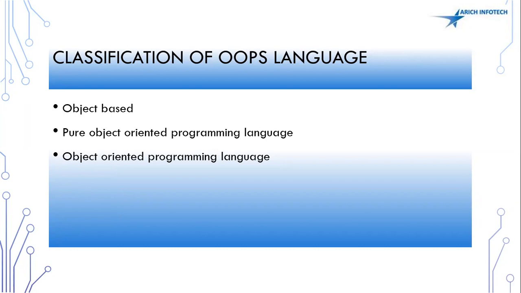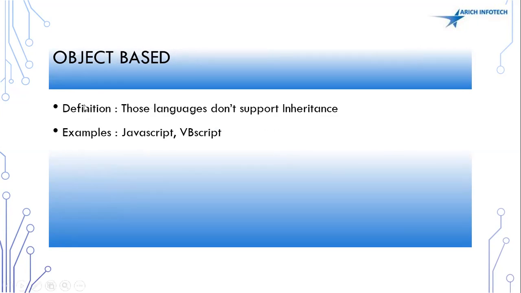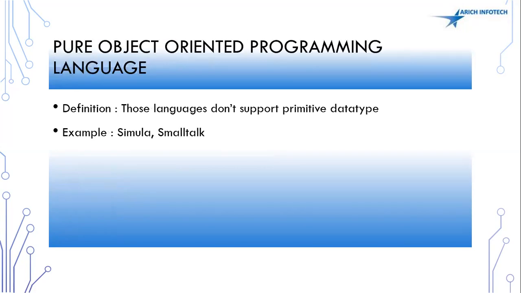Object-based. Languages which don't support inheritance are called object-based languages, like JavaScript and VBScript. So here you can see the definition. Those languages don't support inheritance. Which languages don't support inheritance? That's called object-based languages, like JavaScript and VBScript. Pure object-oriented programming languages are like Simula and Smalltalk.